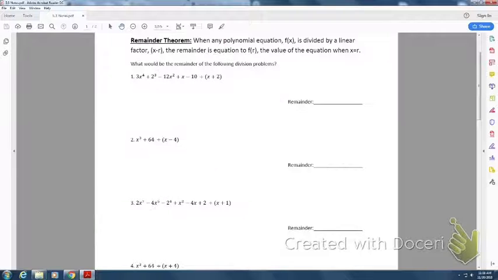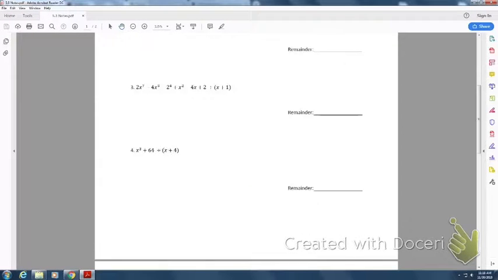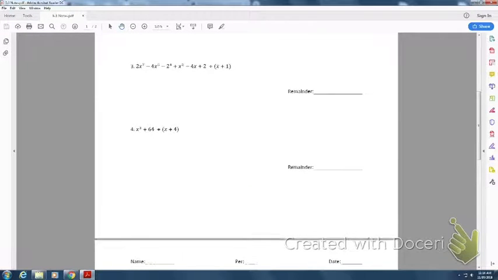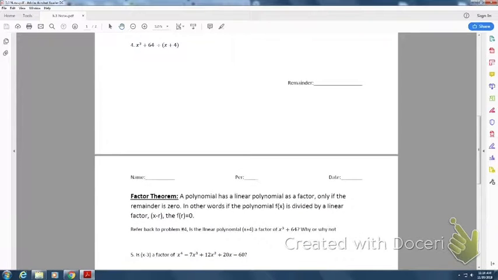So let's go ahead. For those of you who got 4, whenever you plugged in negative 4, what did that equal? 0. So there is no remainder. Okay? That would be an example of what is called the factor theorem.